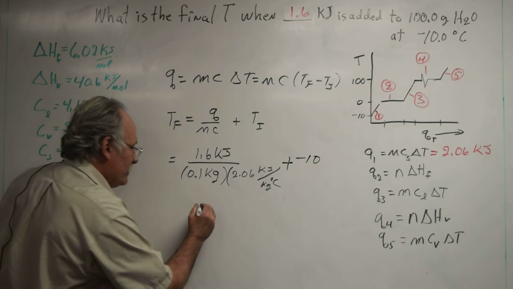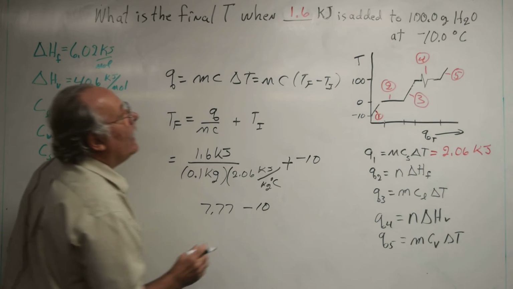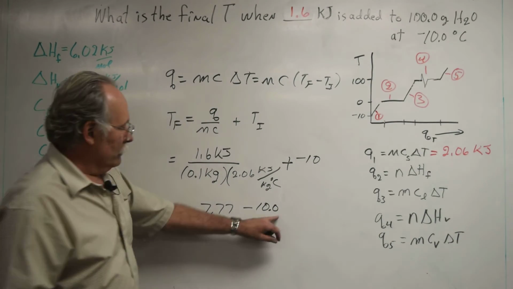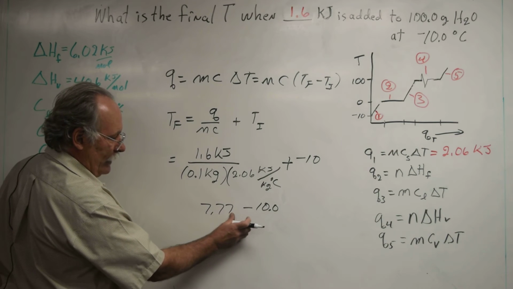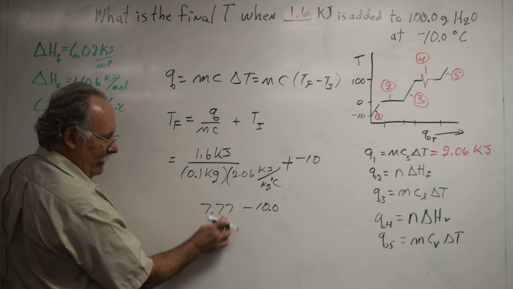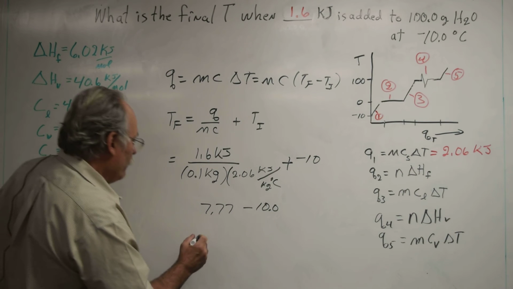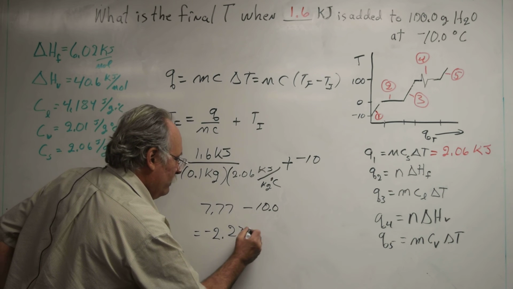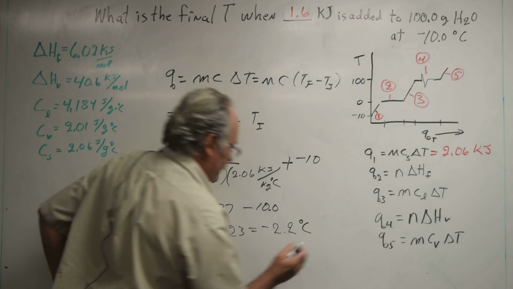So this temperature is 7.77 minus 10, and this was really 10.0. That number is known to the tenths position. This 7.77, I wrote an extra digit here, but it really has two significant digits, so we could call it 7.8, but we're going to keep that extra digit in there, but it's known to the tenths position. So this is equal to minus 2.23, which is equal to minus 2.2 degrees C. Okay?